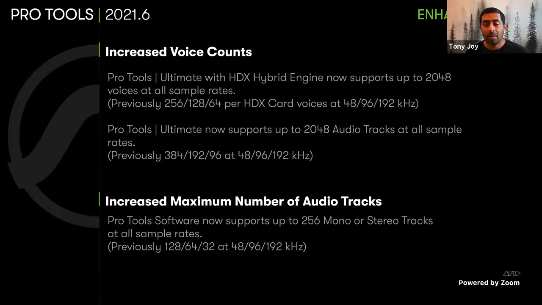Having said that, Hybrid Engine is so brilliant. Just having one HDX card and a powerful machine takes your workflow to a completely different level, with sub-1 millisecond latency being key. We have also increased the maximum number of audio tracks for Pro Tools software. So if you are using just normal Pro Tools software, you can now have up to 256 mono or stereo tracks, again, at all sample rates.